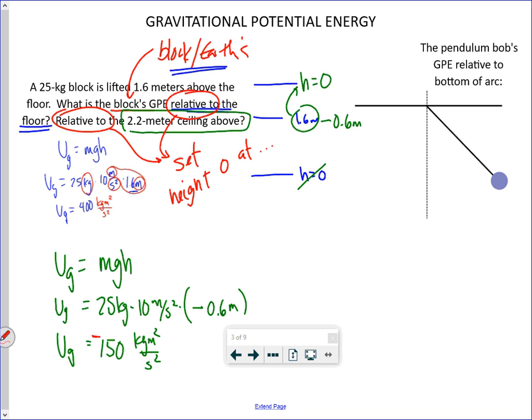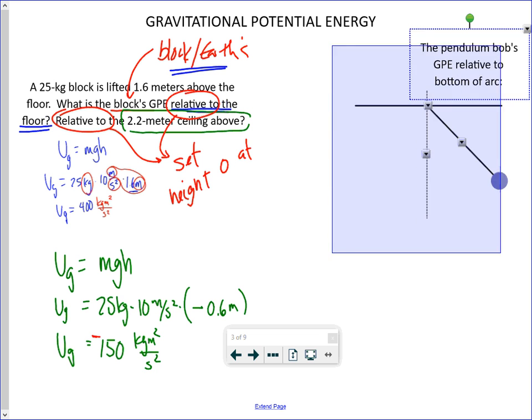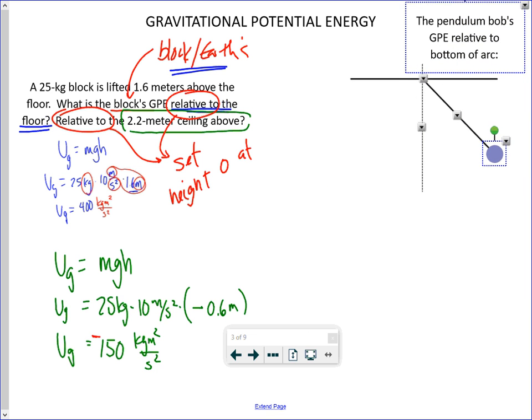How can height 0 be at the floor and at the ceiling? Well, it's not. In part A, it's at the floor. In part B, it's at the ceiling. That's okay. Now, this pendulum one is a very common, what seems like tricky situation. So common, in fact, that people that have me for class very well might see this again.